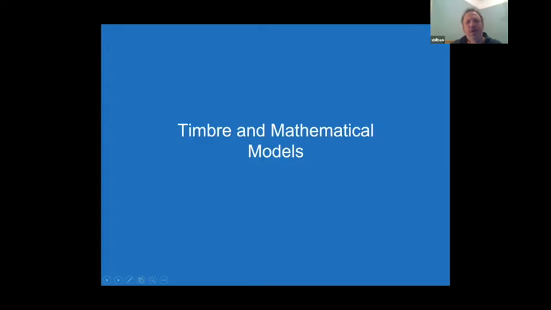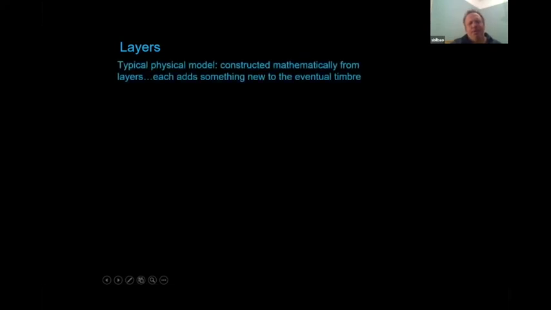Okay, so let me move on now to talk a little bit about mathematical models and how you can think about trying to link some of the parameters you see there with timbre. One really important way to think about building these kinds of models is in terms of layers. It's always the case that any physical model is built like a bunch of Russian dolls. At the very middle there's something really simple, and then you add on layers to it, which correspond to terms in some differential equation. And each one adds something new to the eventual timbre.